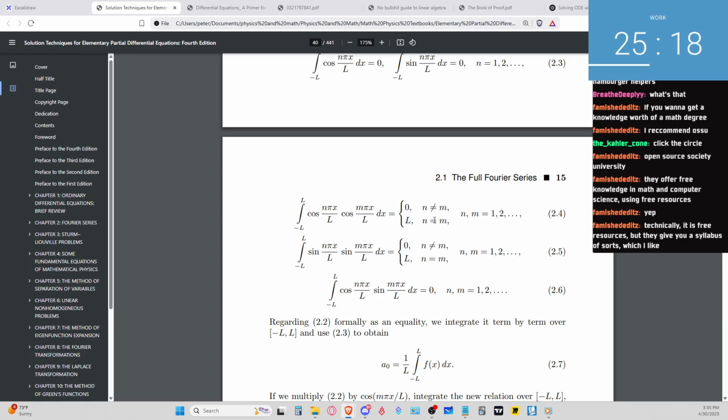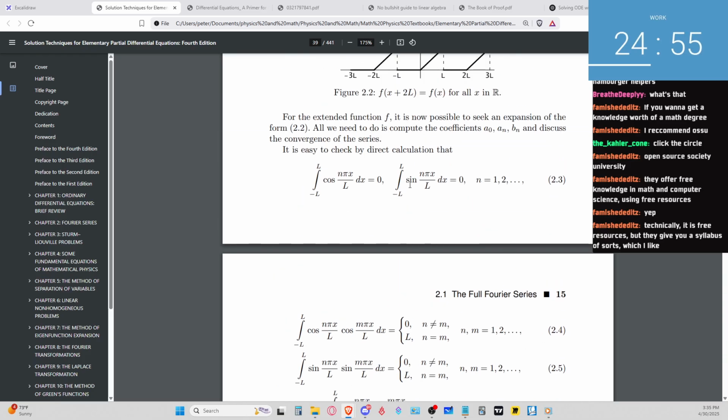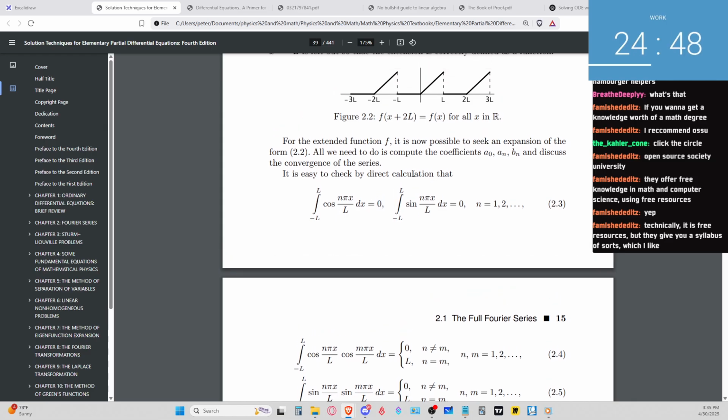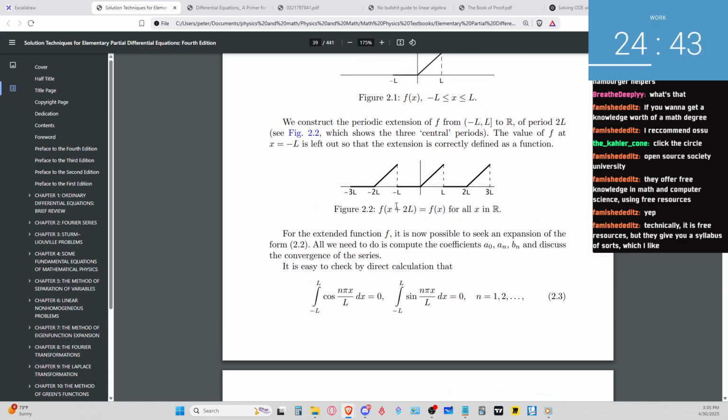So it's L if n is equal to m, and it's 0 when n is not equal to m. Kind of reminds me of the dummy variables in index notation, I think. And I'm probably being very basic here, because I'm like, why is it that this is 0? Well, since it's integrating, it has to do with the area.